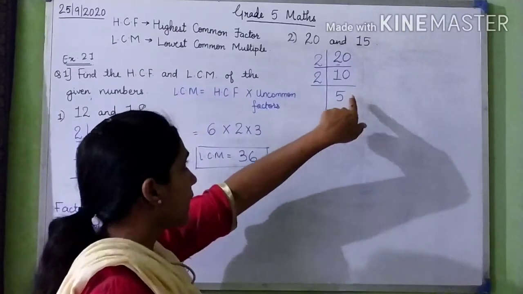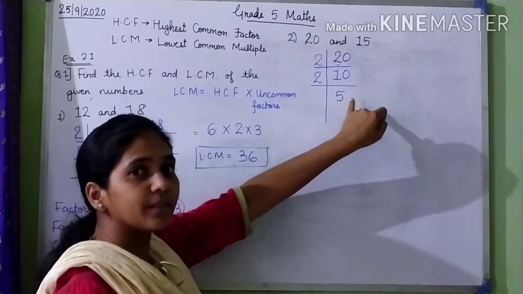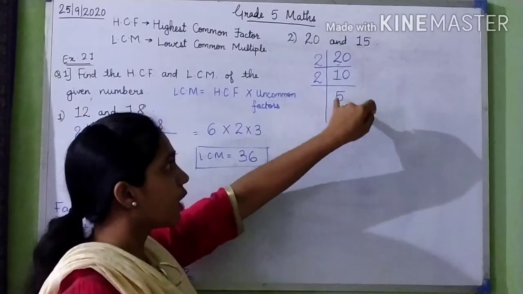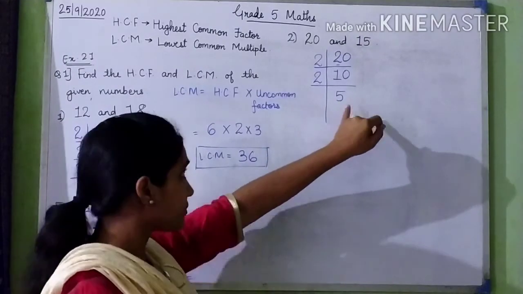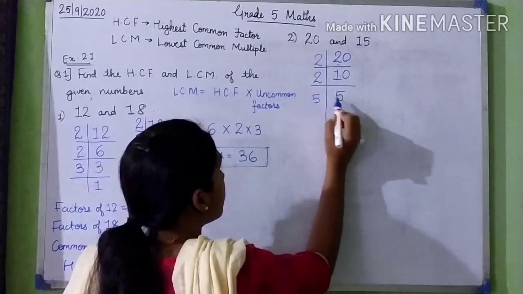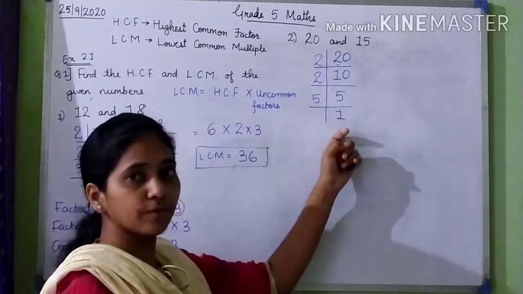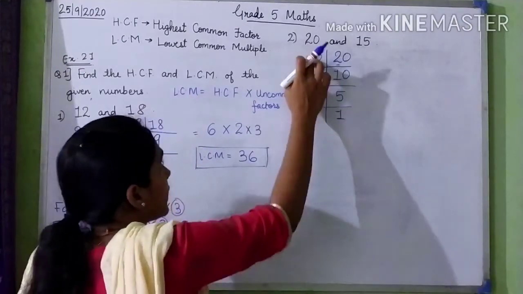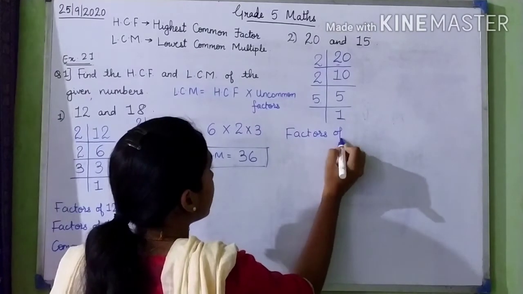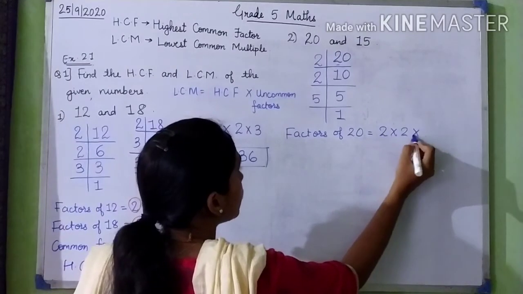Now, can 5 be divided by 2? No. So we go to the next number, 3. Can 5 be divided by 3? No. So we go to 4. Can 5 be divided by 4? No. So what is left now? 5. 5 is a prime number, so 5 can be divided by 5 only. So 5 into 1 is 5. We have got a 1 here, so we stop. Now, the factors of 20 are 2, 2 and 5. So 2 into 2 into 5.